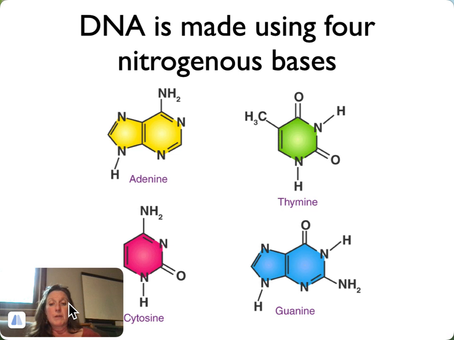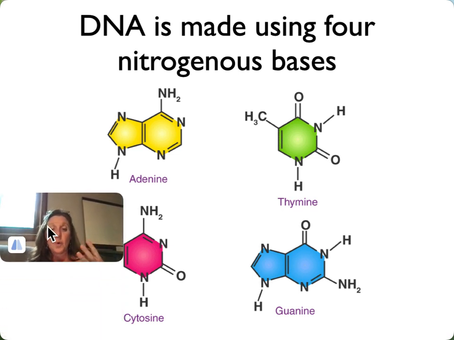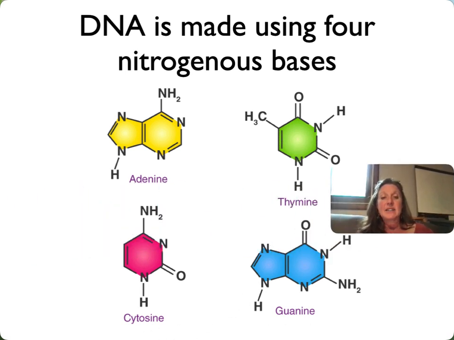Now let's talk a little bit about the nitrogenous bases. So DNA uses 4 of them. They are adenine, which when we put it on the sugar and phosphate, it becomes adenosine. It's the only one that has a name that changes. Thymine, cytosine, and guanine. You'll notice that some of these have single rings, some have double rings, but no matter what, we see lots of nitrogen.